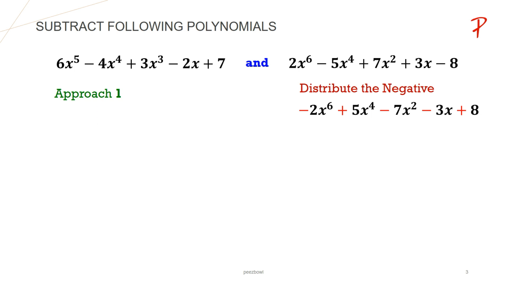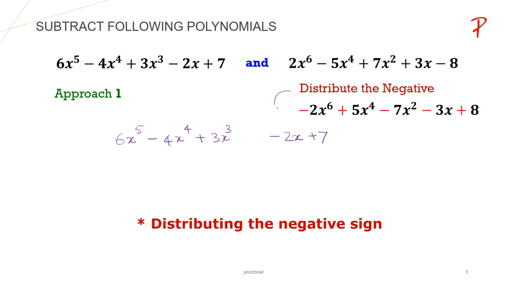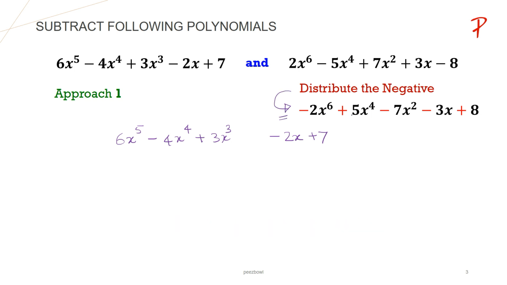Okay. So for the first approach, I have to write the first polynomial as it is. I will write it here on the top: 6x to the power 5 minus 4x to the power 4 plus 3x cube. I will leave some space here. I will tell you later why I have left this space. Then after that we have minus 2x plus 7. And after that I have to write the polynomial we got after distributing the negative, that is minus 2x to the power 6 and so on.